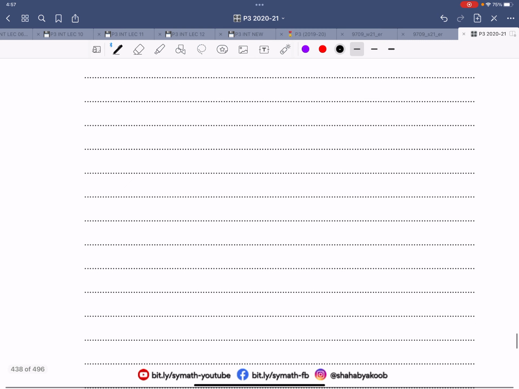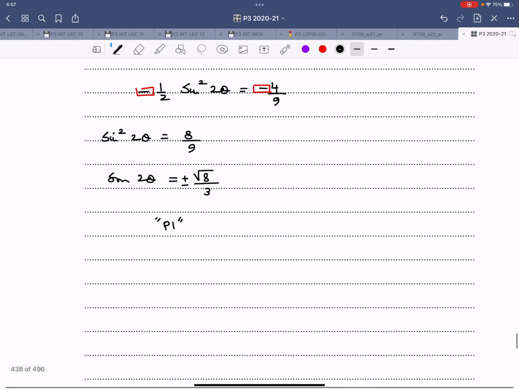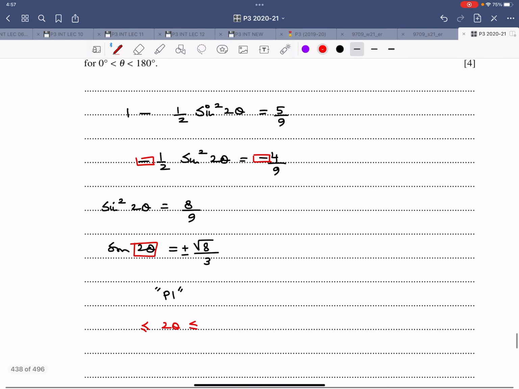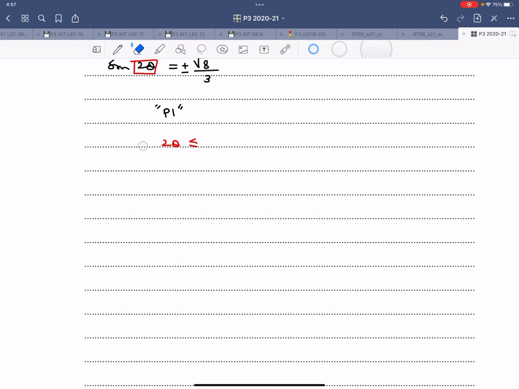Now, one more thing. Don't forget that this is about 2 theta. So there are 2 cycles. So 2 theta lies between 0 and 360 degrees, but it's non-inclusive. So let me write this as 0 to 360, and then you have to take care of the basic angle and things like that.